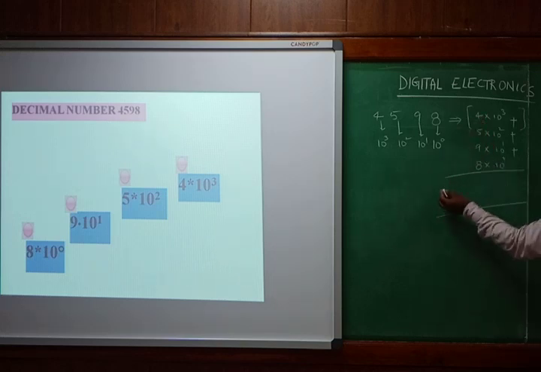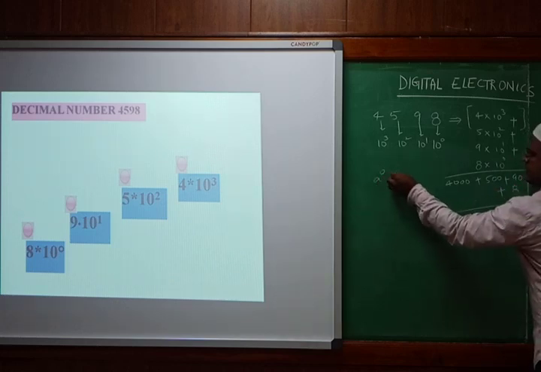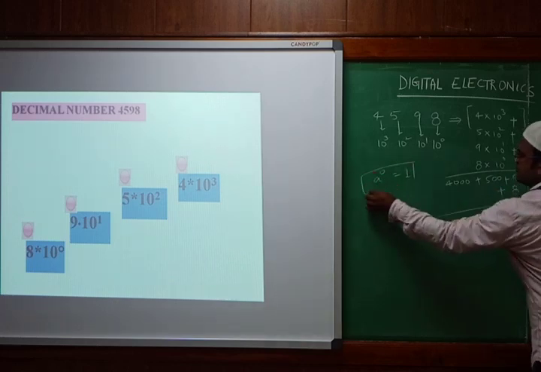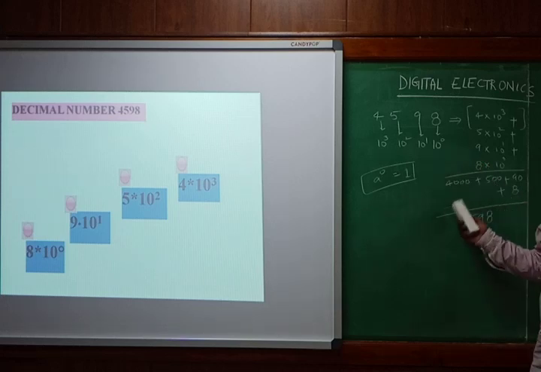So what I'll get, the first one, I do have 4 into this will be 4000, plus 5 into 10 square would be 500, plus 9 into 10 would be 90, plus 8 into 10 power 0 will be 8 only, because any number power 0 would be 1. So we add up all those things, we'll get 4, 5, 9, 8. That's how that number will be converted.